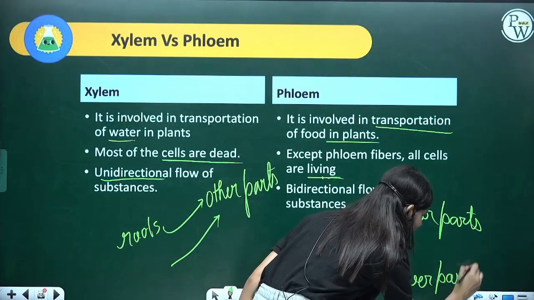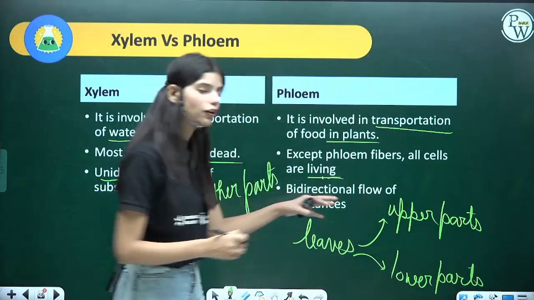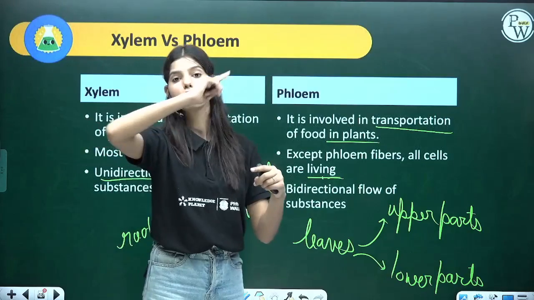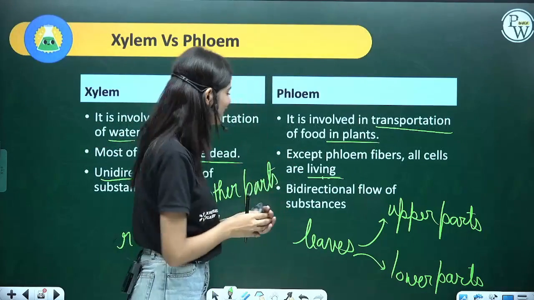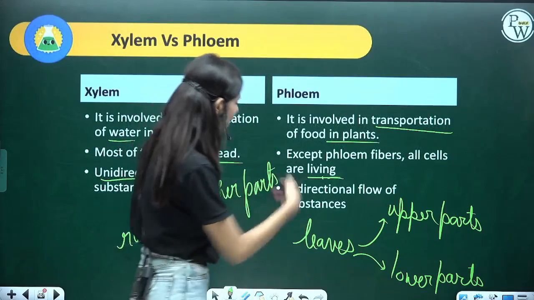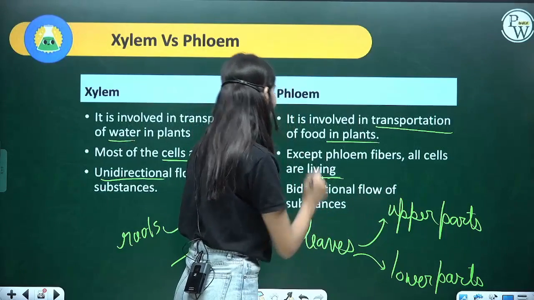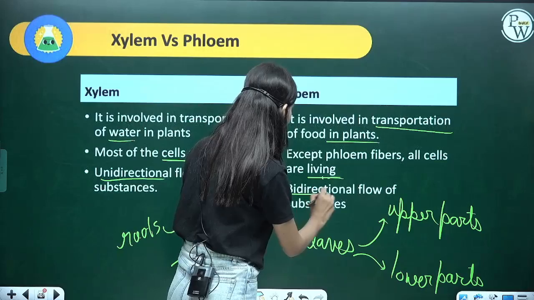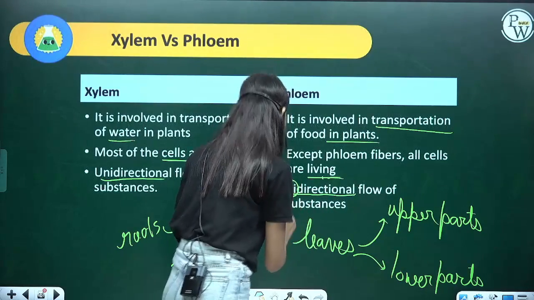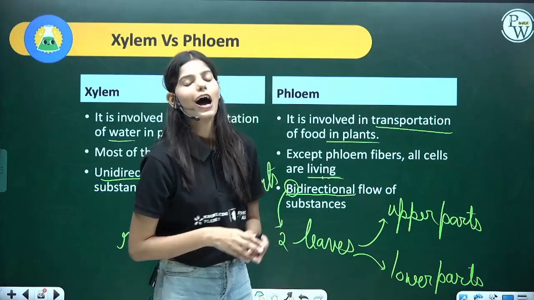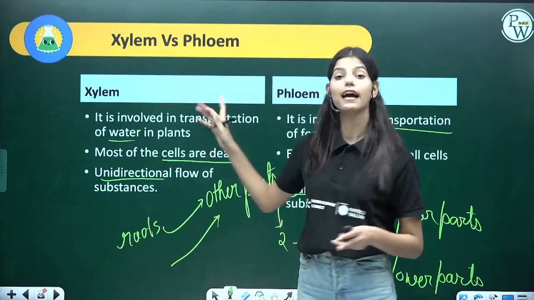And that's why we say that the flow of material in case of phloem is bidirectional. It is moving upward and also it is moving downward. So material is transported from the leaves to the upper parts and the lower parts, and the flow is bidirectional. Bi itself means two, and directional means direction. So we have talked about the xylem and phloem.